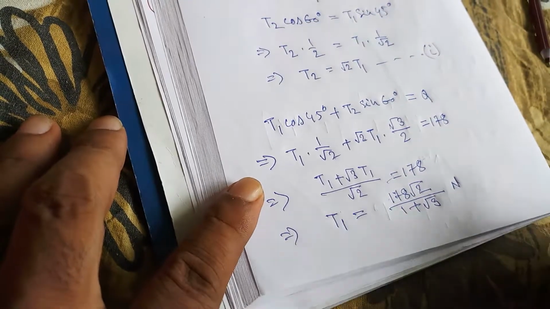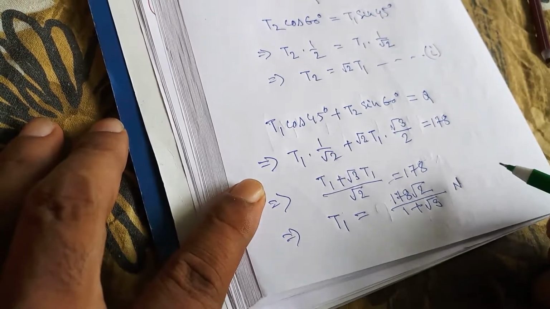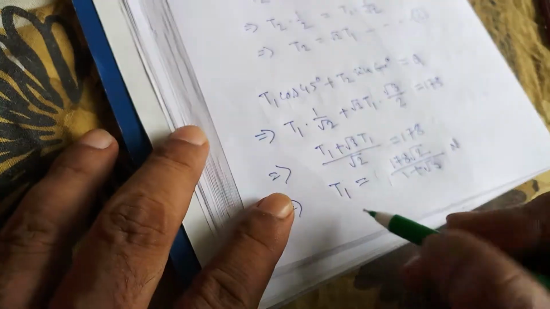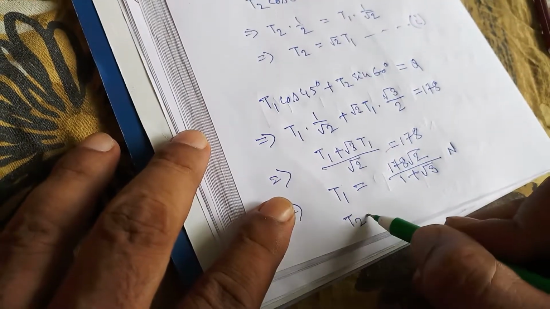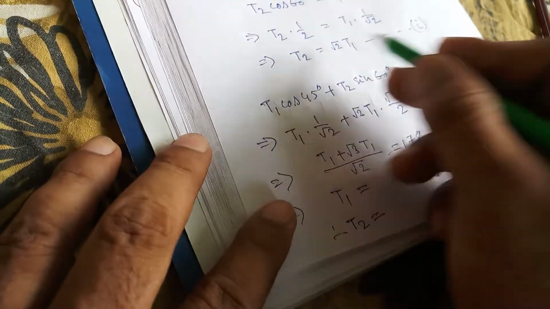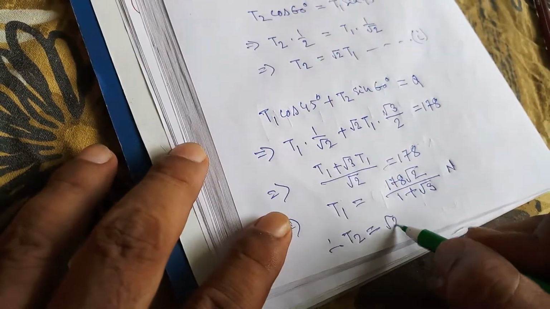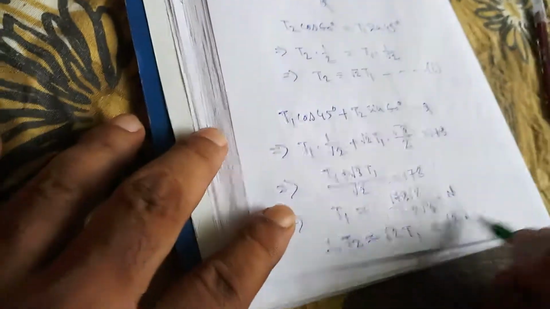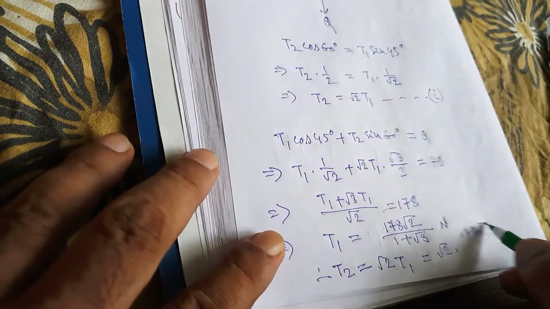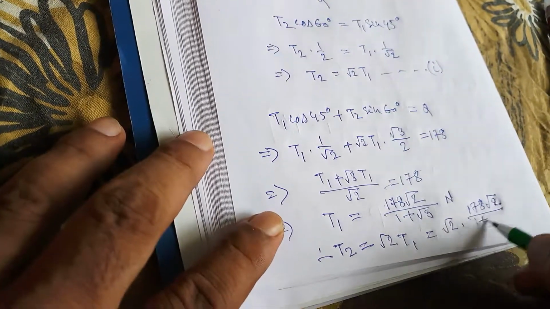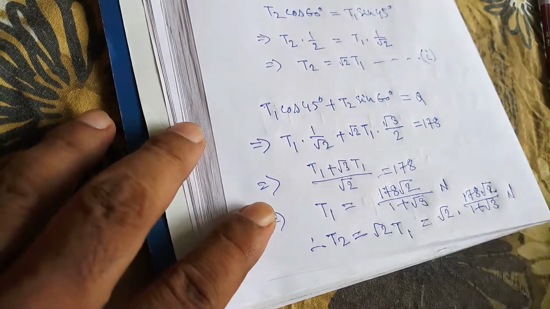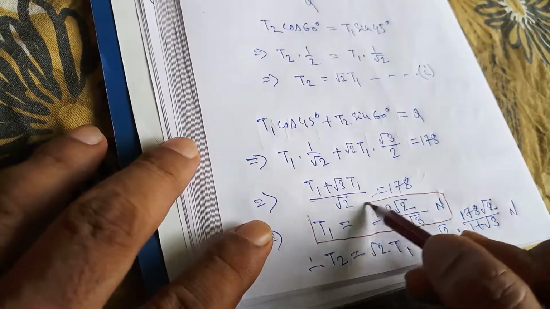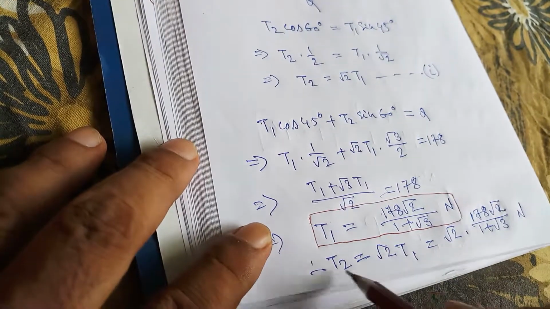Use a calculator to get the value. You don't keep your answer like this. Then T2, from this one, is root 2 multiplied by T1, which is equal to root 2 multiplied by 178 into root 2 divided by 1 plus root 3 Newton. So these are the answers. This is the solution of the problem.